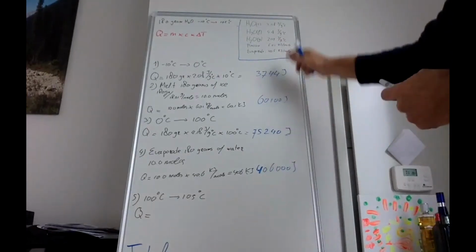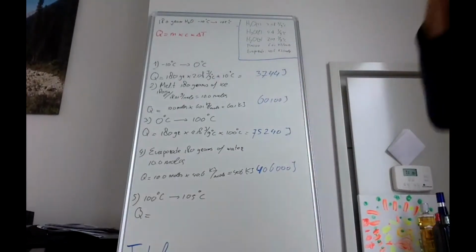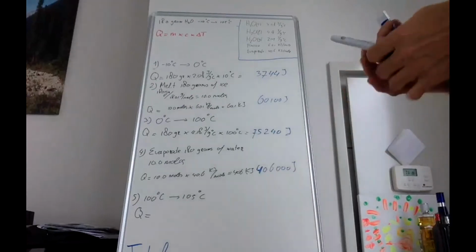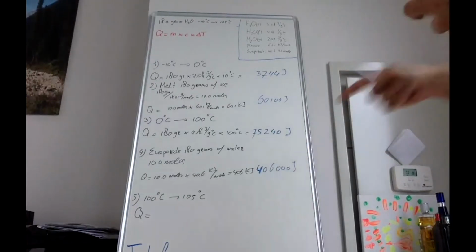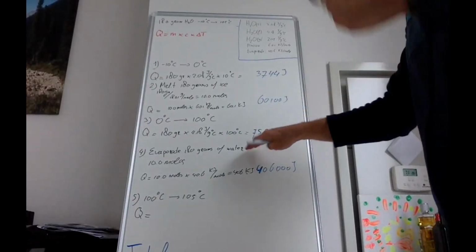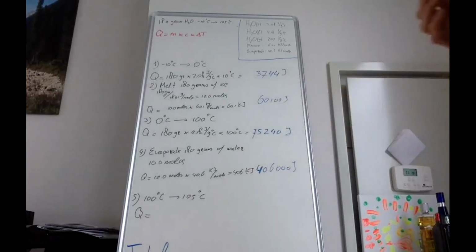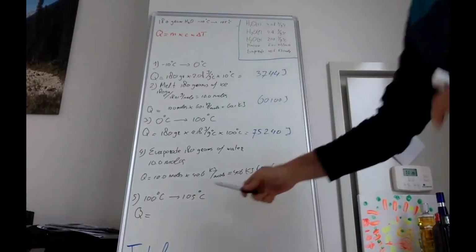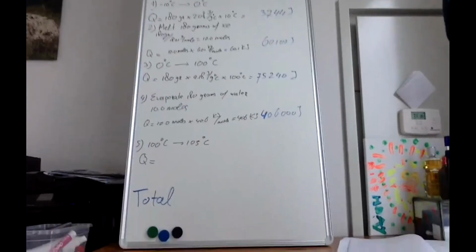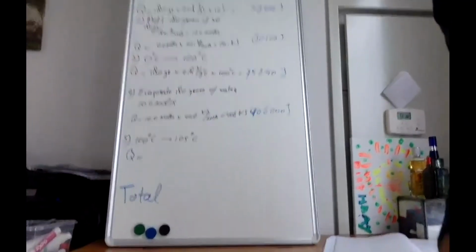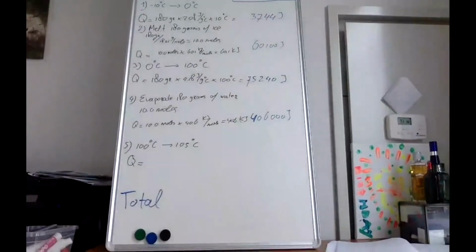That's a lot. You see, that's even more than all the previous steps. So the evaporation costs a lot of energy. My final step is, I have now water vapor at 100 Celsius to increase the temperature of my vapor from 100 to 105. I have a delta T. So what I can do now, I can apply the formula again.